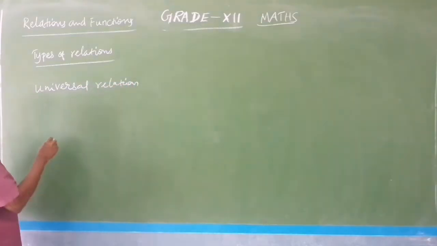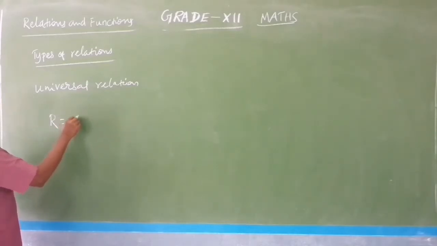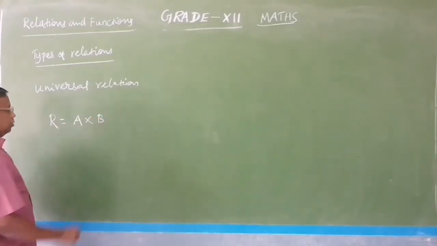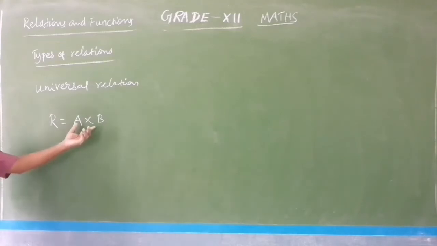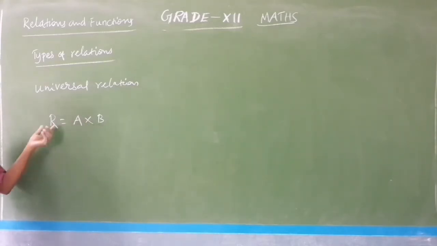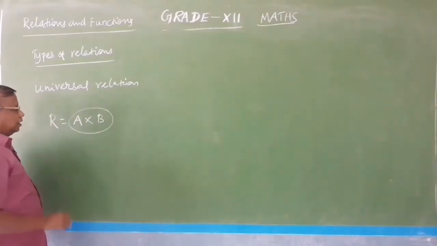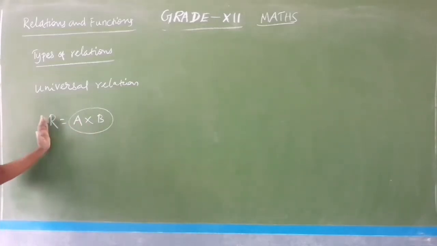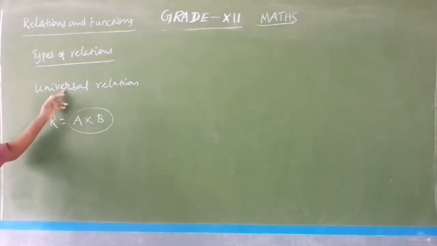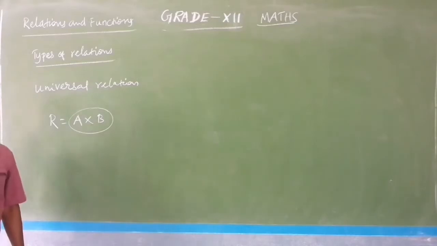Universal relation. Here R is nothing but A cross B. So every element in the Cartesian product A cross B is an element of R; that is called a universal relation. That is, whatever elements the Cartesian product has are the elements of R, which means that R is said to be a universal relation.